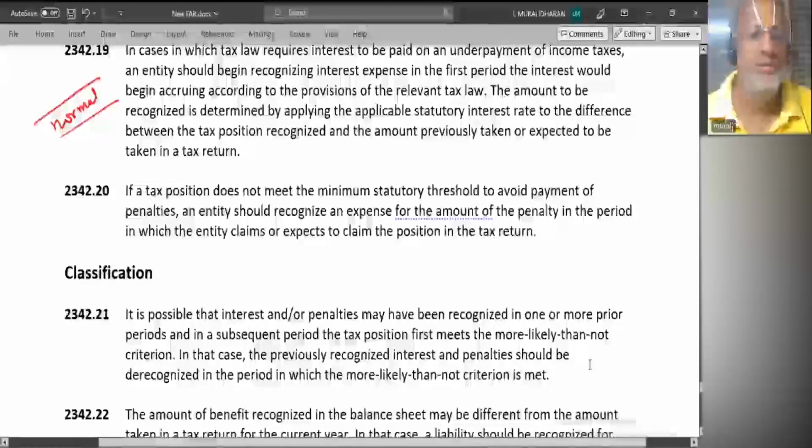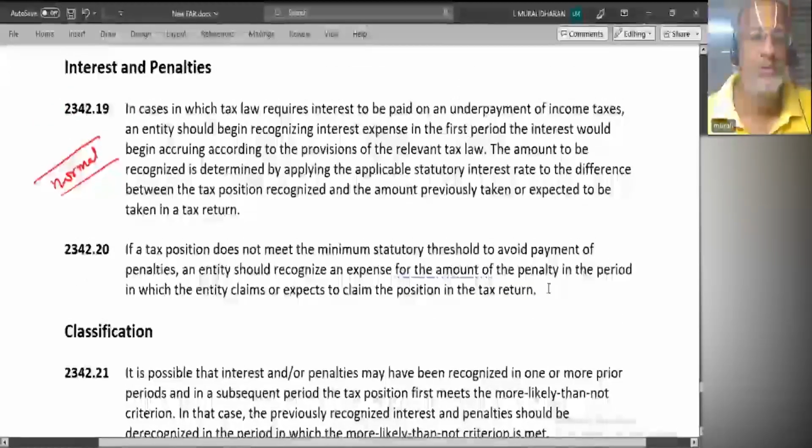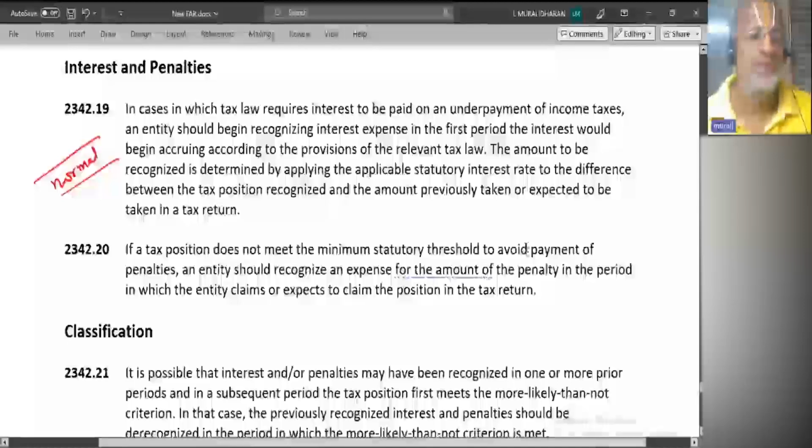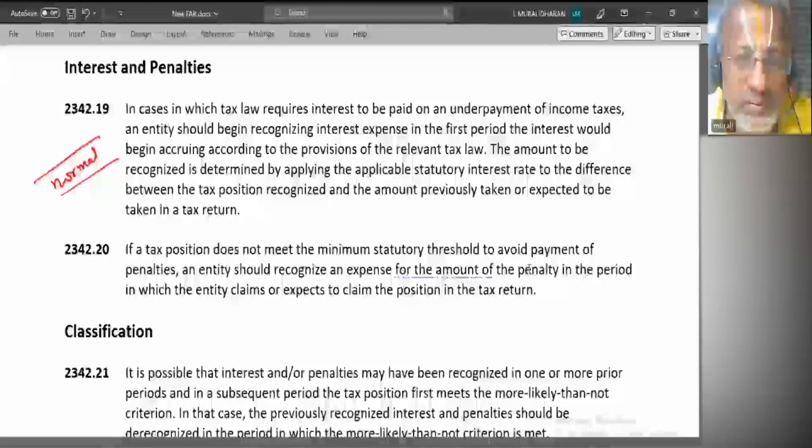What is the usual statutory interest rate, Murli, for India? I didn't understand your question, Srini. Could you just come again? No, they are saying by applying the applicable statutory interest rate. So I'm just wondering what is the normal or usual statutory interest rate?